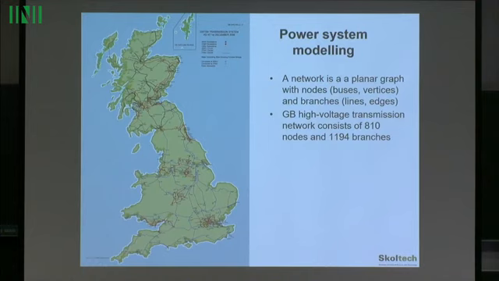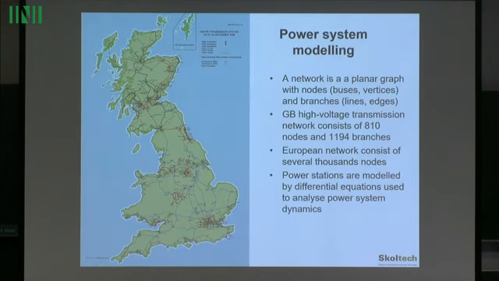So in Britain we have 810 nodes and 1194 branches, more or less, depending on what model you use. In Europe, of course, it's an order of magnitude higher because it's a bigger network. So there'll be several thousands of nodes. In each of those red blobs there'll be a power station.